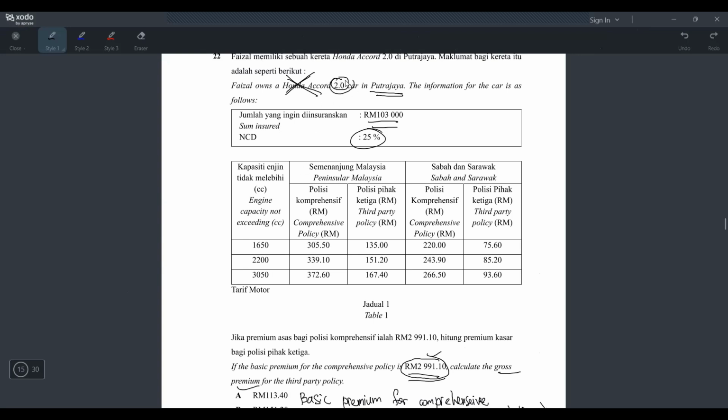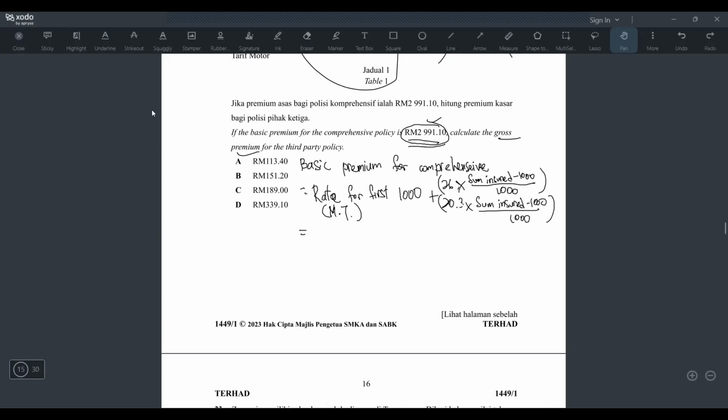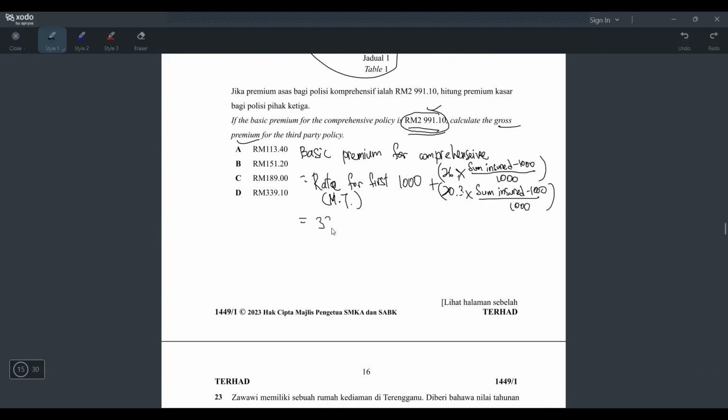2.0. So 2.0 means not exceeding this one. Okay, not exceeding 2,200. Cannot look at this because 2.0 already exceeds this, the 1650. So we have to look at the 2200 and we look at Semenanjung, not the Sabah Sarawak, and we look at comprehensive 339.1. So this is the rate for first 1,000. Okay, 339.1.